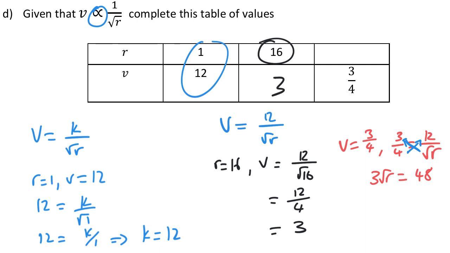Then we can divide by 3 to leave that the square root of r is 48 over 3, which is 16, and then r is going to be 16 squared. So to remove a square root, we square both sides, so then r equals 256.